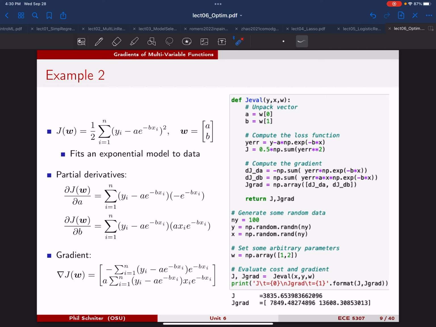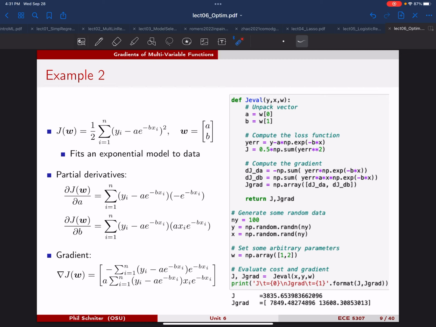The next term is pretty similar. As you can see, we have an extra xi there and an a there. We handle that and we get the second term. Then finally, we pack these two into a one-dimensional NumPy array, and that is our gradient. And we return both of these things.